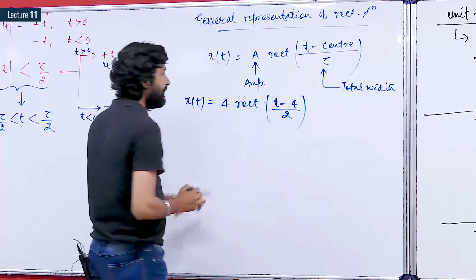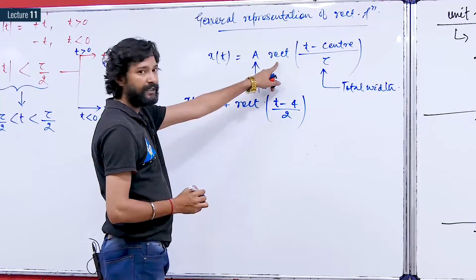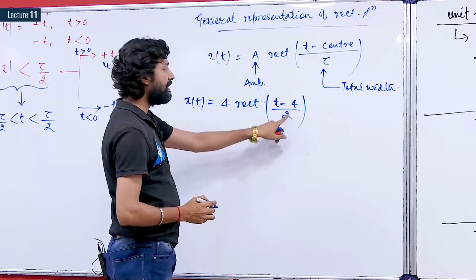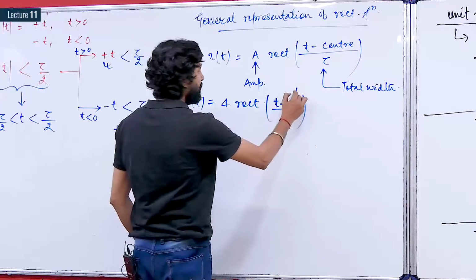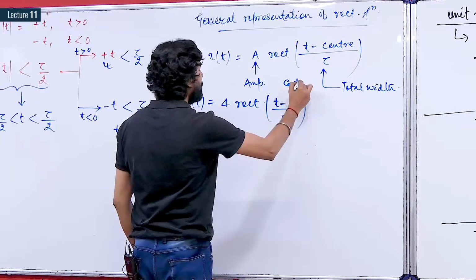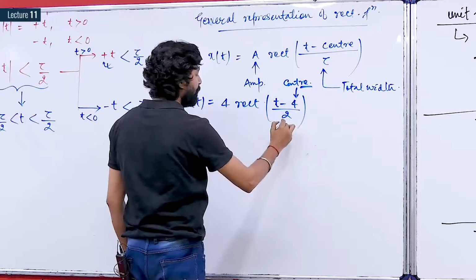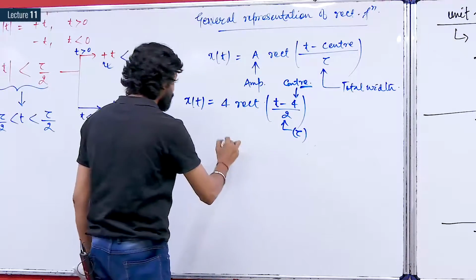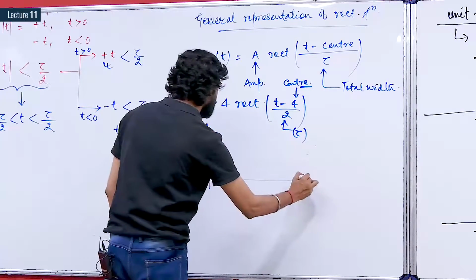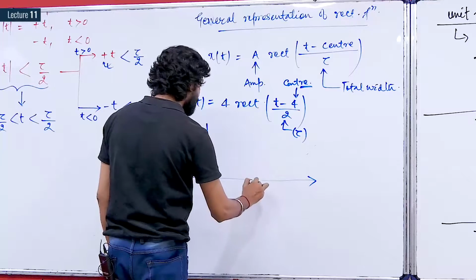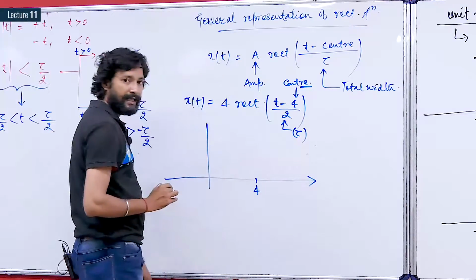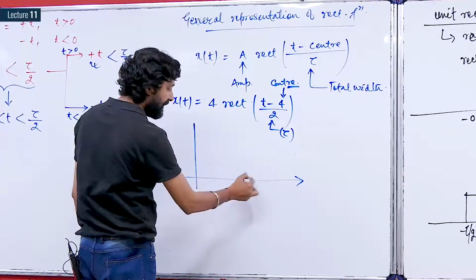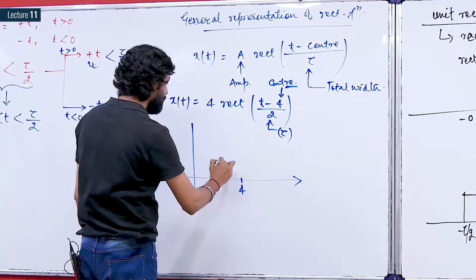If you compare this signal with the given representation, it is a rectangle of t minus center upon tau. It means this 4 is the center where the rectangle is going to be centered, and this 2 is the total width tau. So you just have to plot a rectangle which is centered at 4, with total width 2. The width on the left and right half of this point 4 will be 1 and 1.